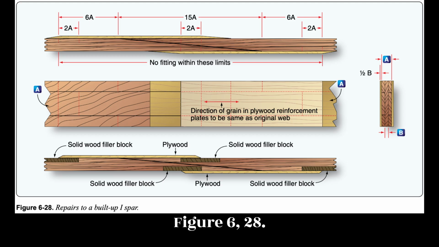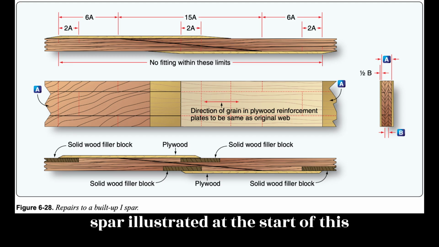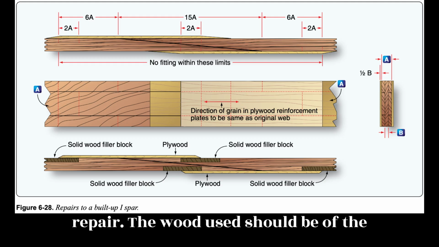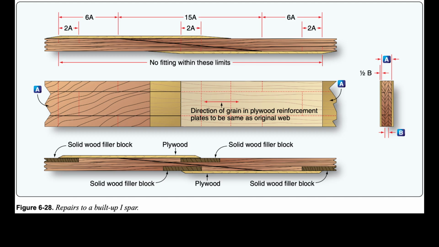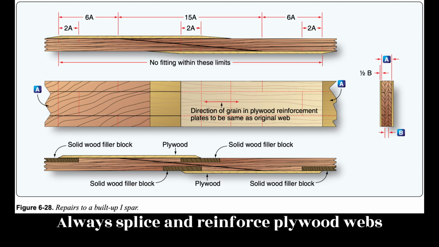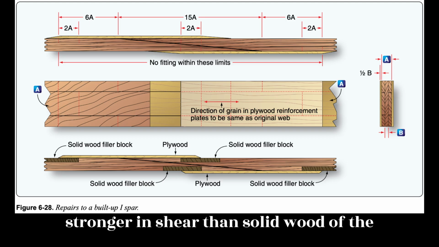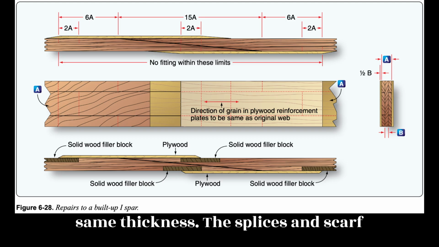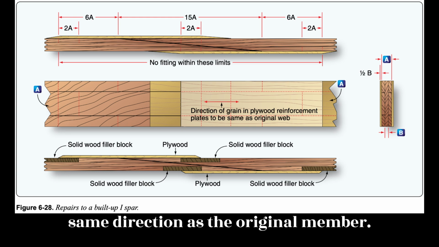Figure 6.28. Repair methods for the other types of spar illustrated at the start of this section all follow the basic steps of repair. The wood used should be of the same type and size as the original spar. Always splice and reinforce plywood webs with the same type of plywood as the original. Do not use solid wood to replace plywood webs because plywood is stronger in shear than solid wood of the same thickness. The splices and scarf cuts must be of the correct slope for the repair with the face grain running in the same direction as the original member.